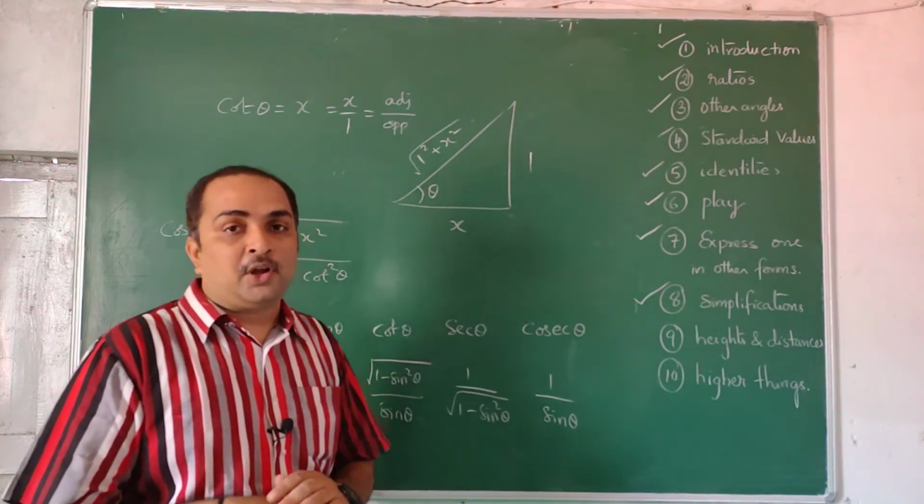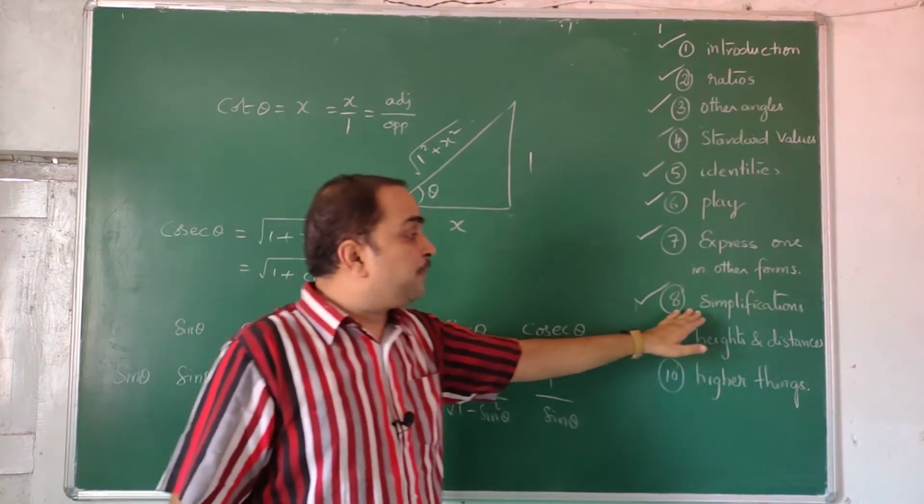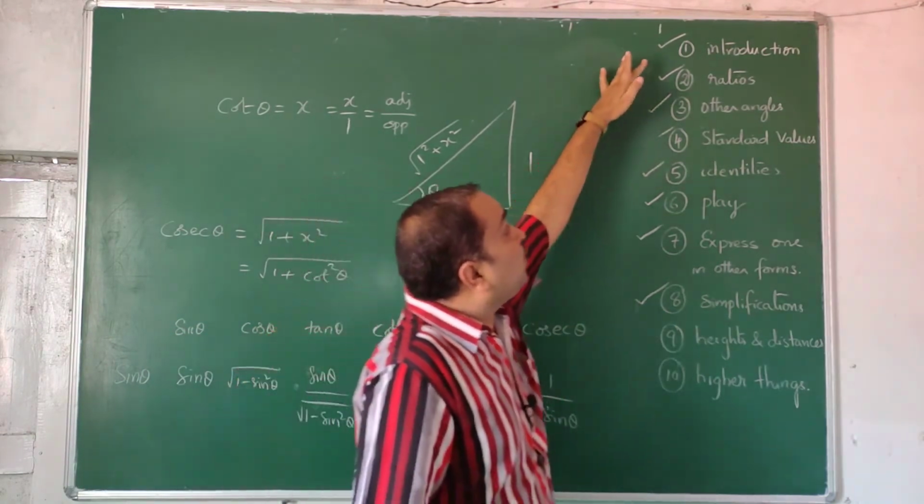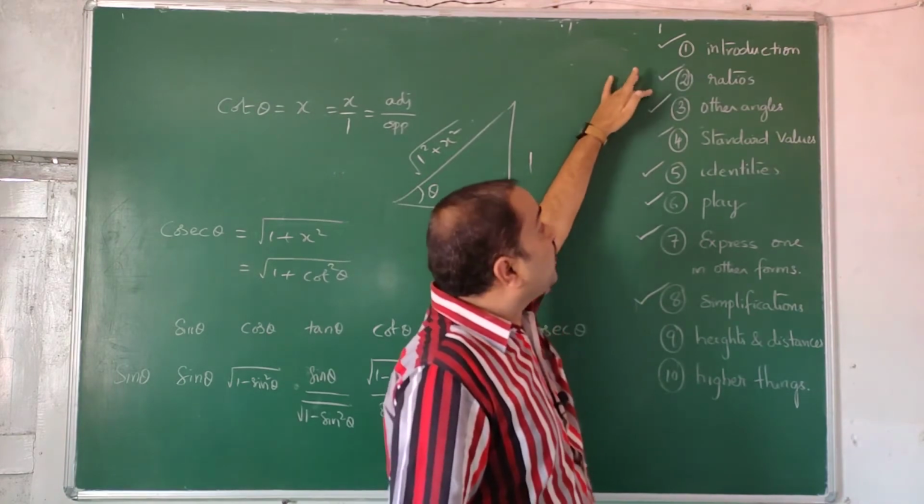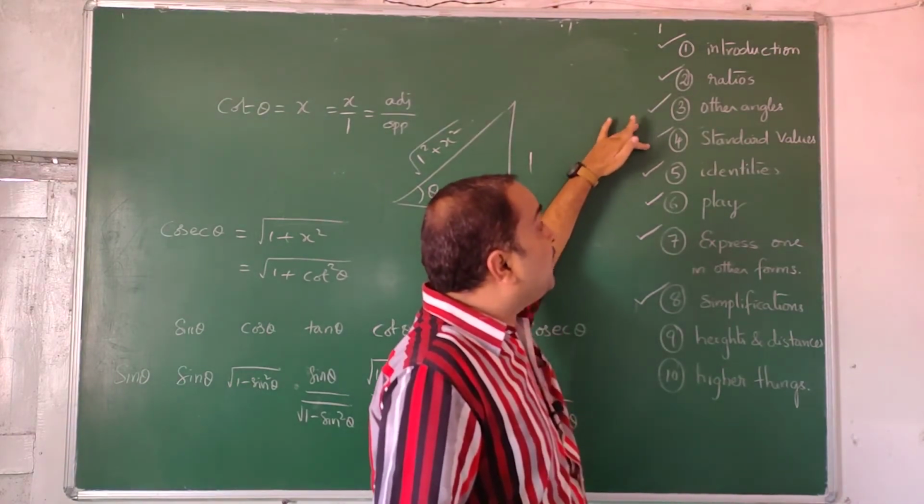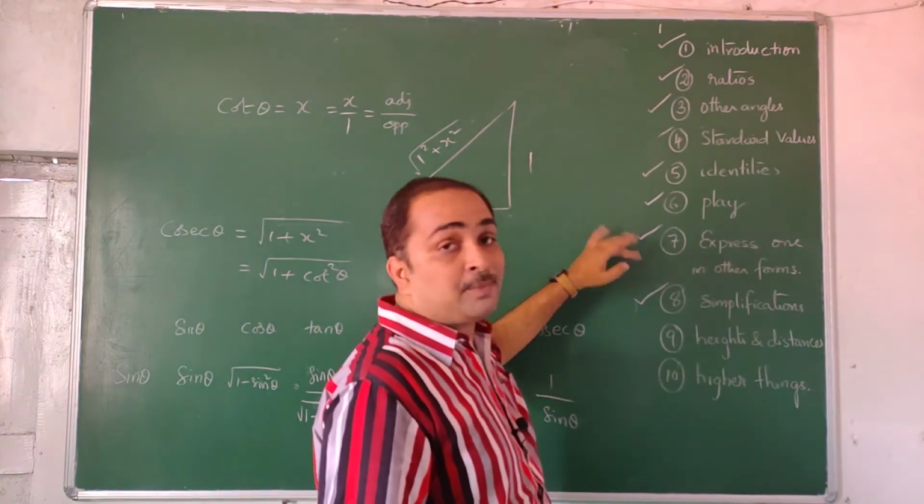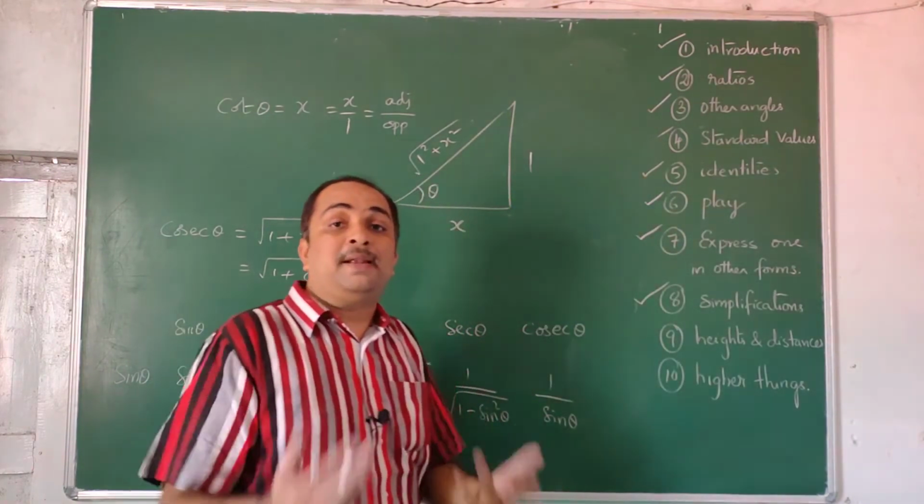You can simplify on your own. Better not to learn simplification from a teacher. The reason is, your knowledge should improve. You learned what is introduction. You learned ratios. You learned other angles. You learned standard values. You learned identities. You have played with the game. You express one in other forms. This much basic, once you know, you have to apply it.